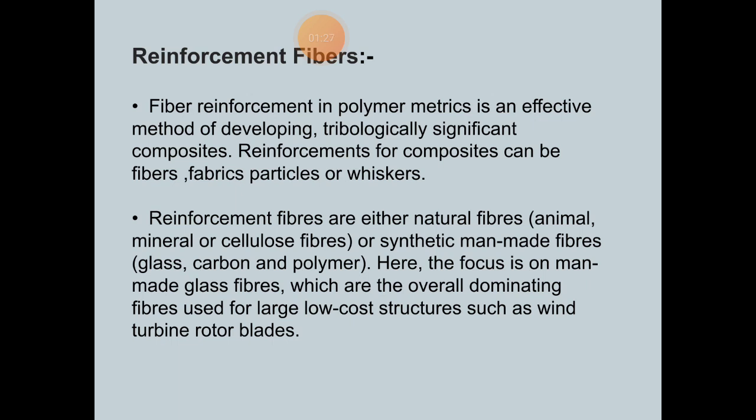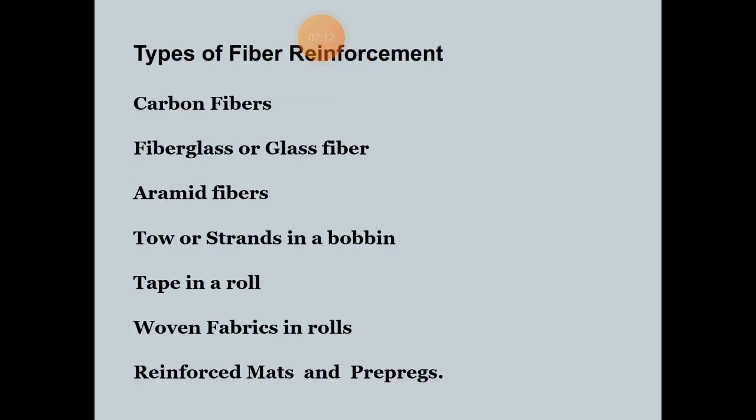Among the man-made fibers are glass, carbon, and polymers. Here, the focus is on man-made glass fibers, which are the overall dominating fibers used for large cost structures, such as wind turbine rotor blades. Fibers are especially characterized by one very long axis, with the other axis often circular or near circular. Particles have no preferred orientation, and neither does their shape. Viscose has a preferred shape but is small, both in diameter and length, compared to the fiber.